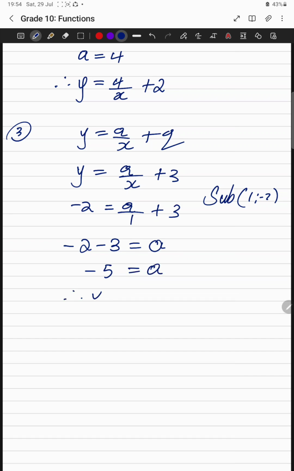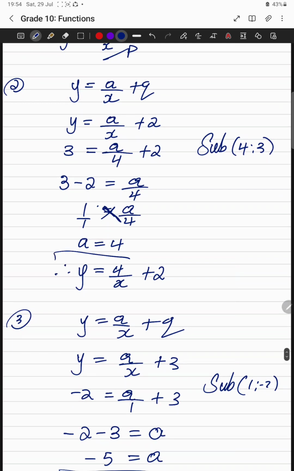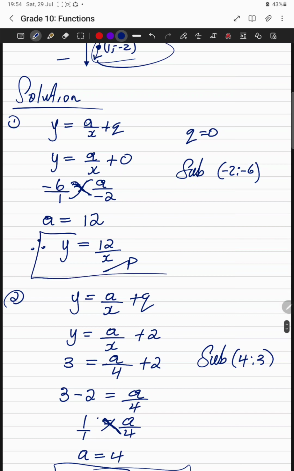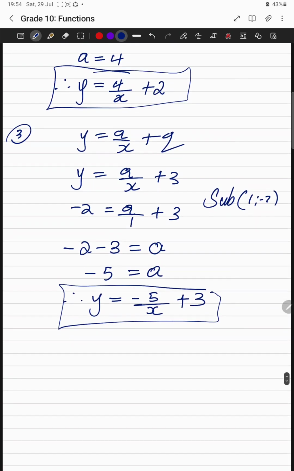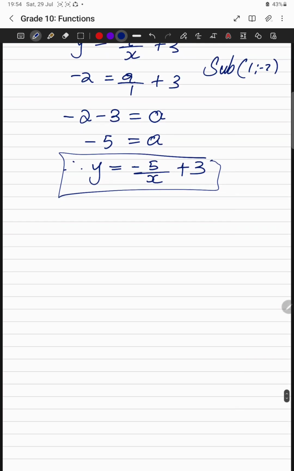And then we say therefore y is equal to -5 in the place of a, over x, and then plus 3. That is the equation, guys, that we were required to prove or to determine in this equation. So this is the first one. So these are the equations. Then now let's look at the exponential.